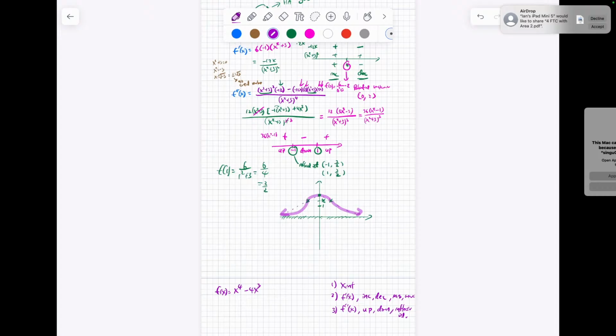Hannah, to answer your question, for x squared plus 3, you don't need to do a number line test because it doesn't matter what number you plug in, it's always positive. What'd you say? Square root of a negative number. Yeah, the square root of a negative number is i.